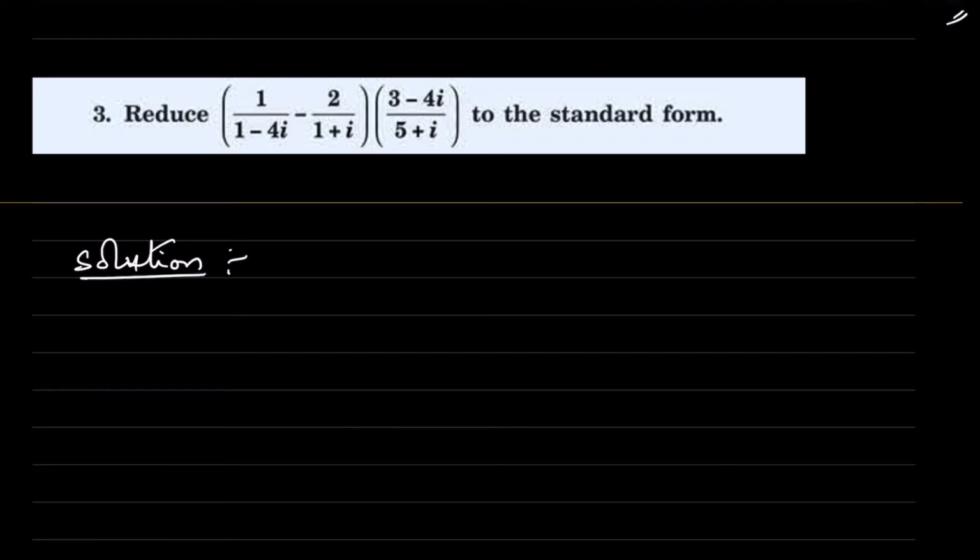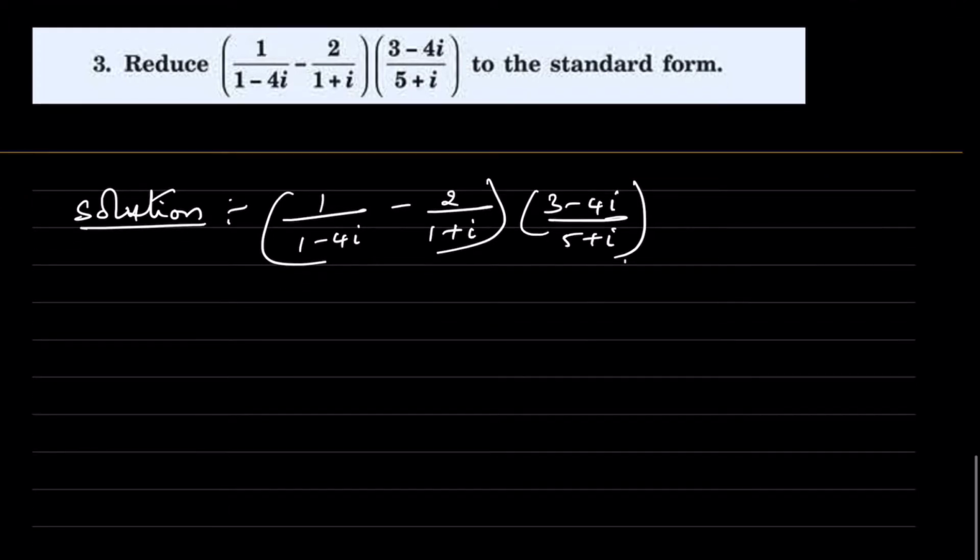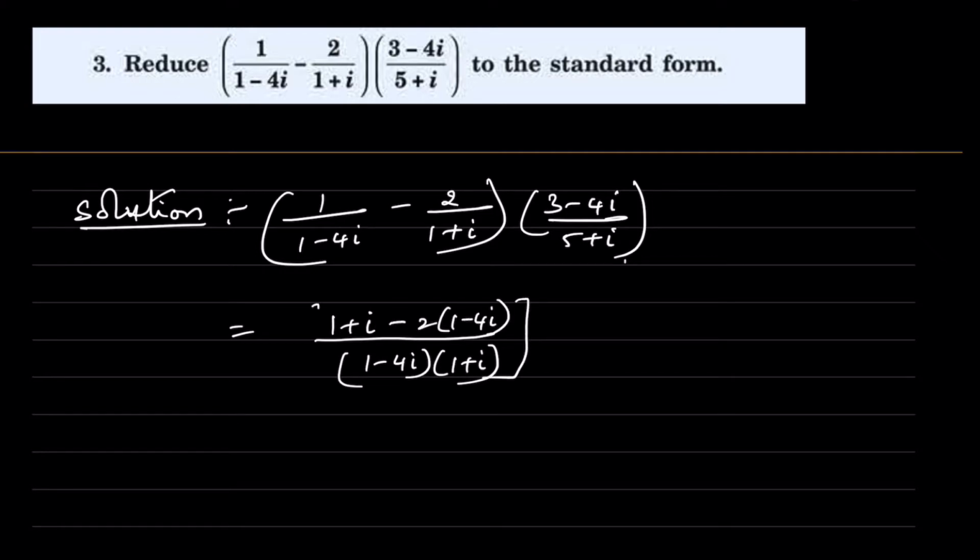So this is equal to, in the question you have 1 by 1 minus 4i minus 2 by 1 plus i into 3 minus 4i by 5 plus i. First we'll take the LCM of this. So this is equal to 1 minus 4i into 1 plus i, so you get 1 plus i minus 2 into 1 minus 4i, and this is into 3 minus 4i by 5 plus i.